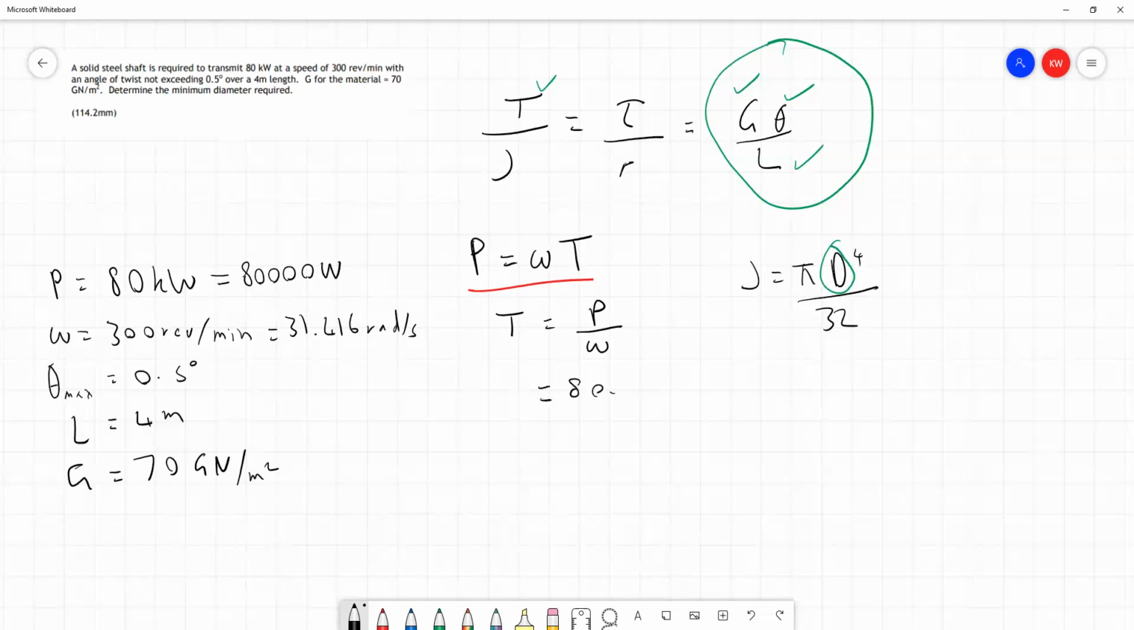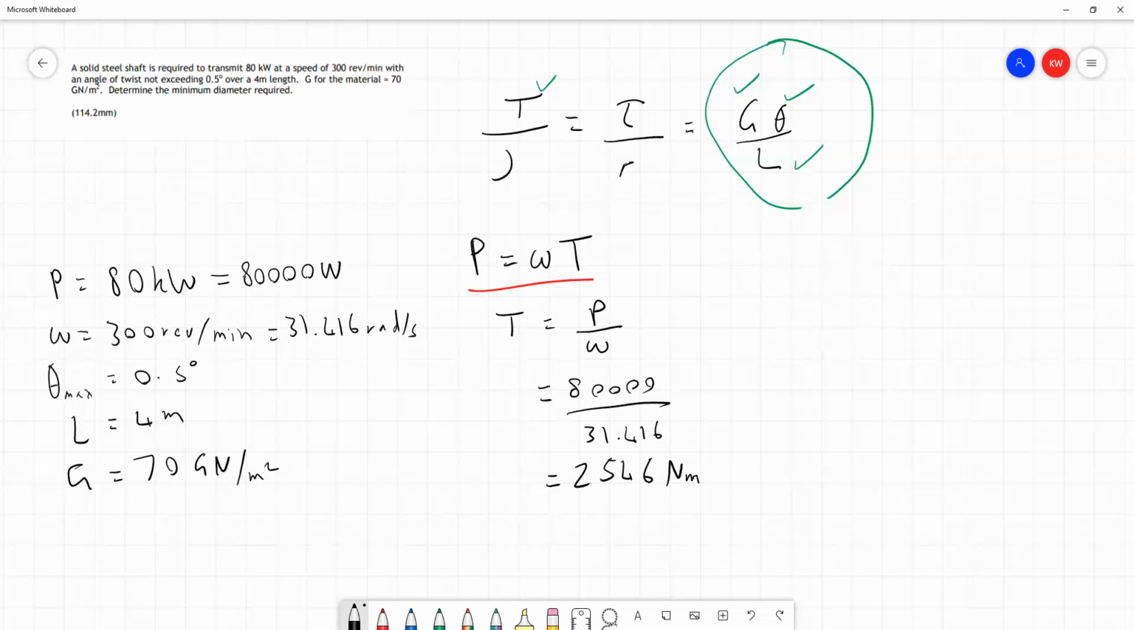So we've got 80,000 for power, and we've got 31.416 for angular velocity. And if we put that into our calculator, we get something in the region of 2546 Newton meters, which are our standard units for torque if we're working in watts and radians per second. And you might have a bit of variation there depending on the rounding that you've used for the angular velocity, but this is the value you should have for torque, 2546 Newton meters. So I'll just rub out our second moment of area equation just now to give us a bit more space. We'll come back to that later.